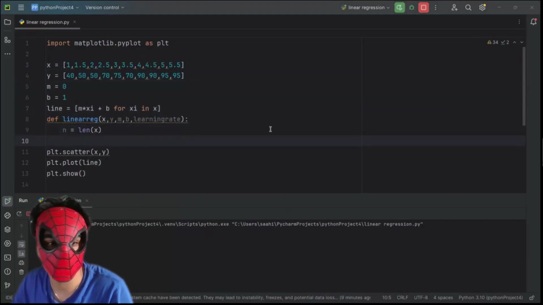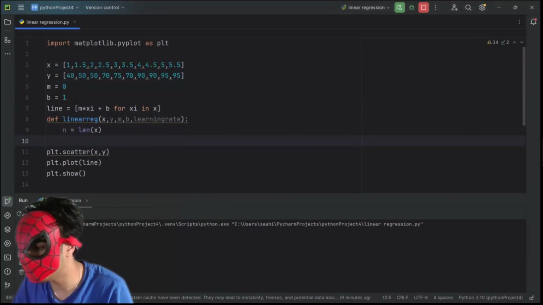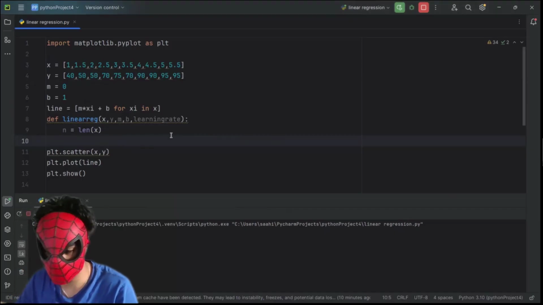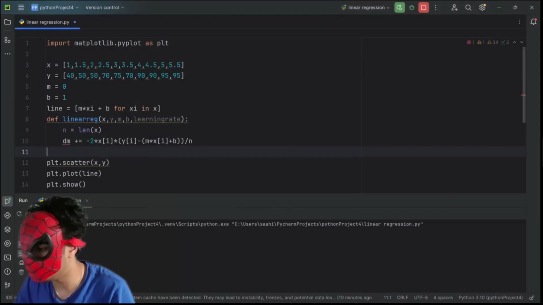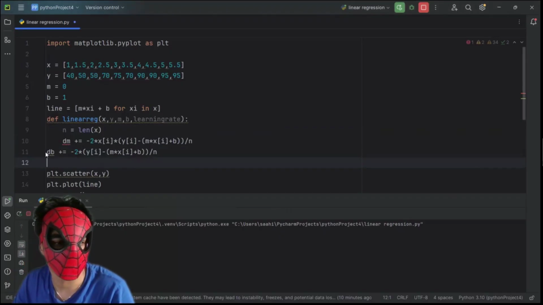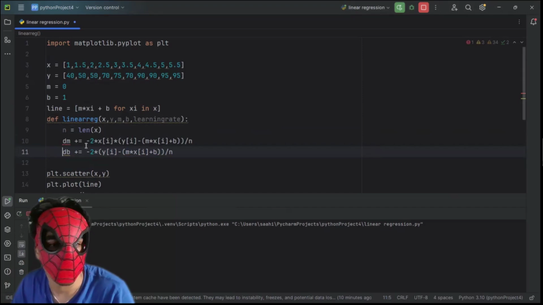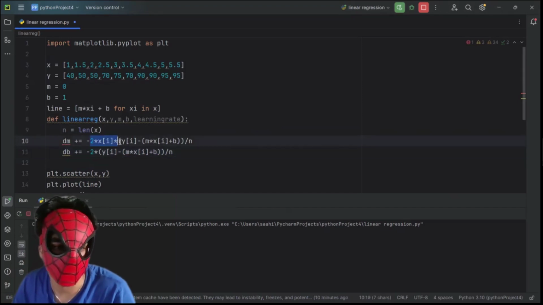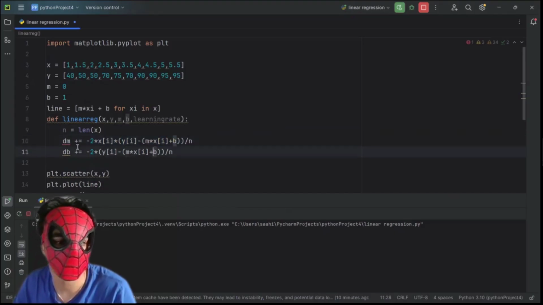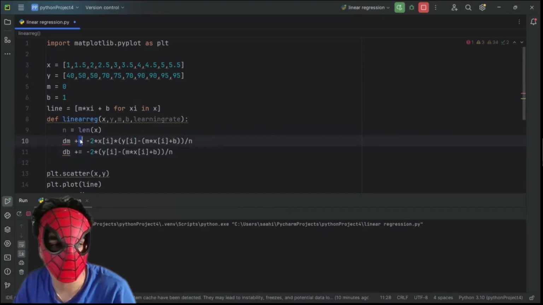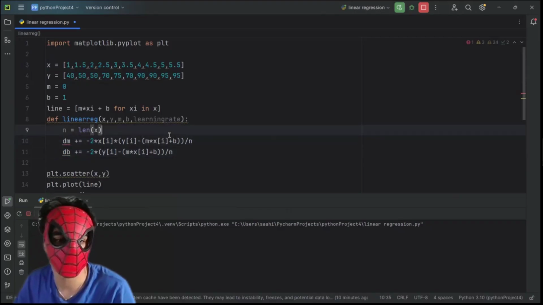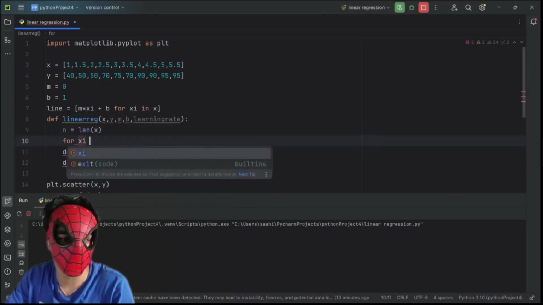Now we have to work with our DM and DB that we were talking about. Just refer to the start of the video where I talk about DM and DB. This is basically our formula. I'm literally just copying it from the paint document that we just did. It's -2 times x at i times the y at i minus our predicted line. This is our DM and DB, and then the plus equals is because we're summing it up, since DM and DB have the summation sign in them.